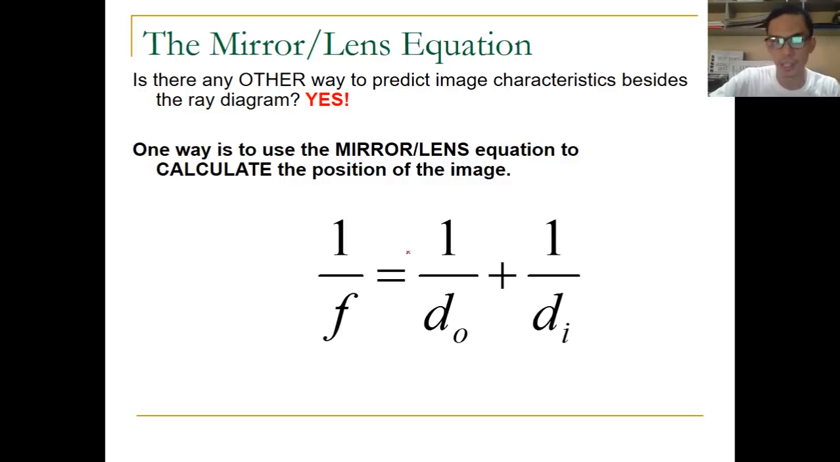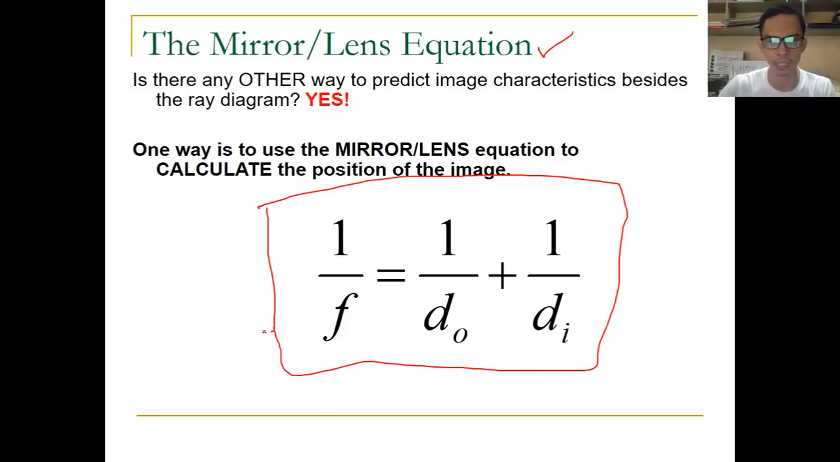So, there is another way, and that is by a mathematical approach on the formation of the images. So, we have here what they call the lens or mirror equation. What we have right here is the formula if you want to compute for the position of the image, technically the distance of your image. So what do we have right here? This is 1 over f, then 1 over the distance of your object.